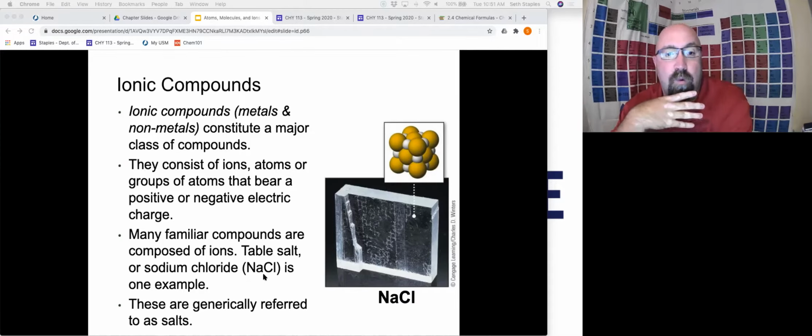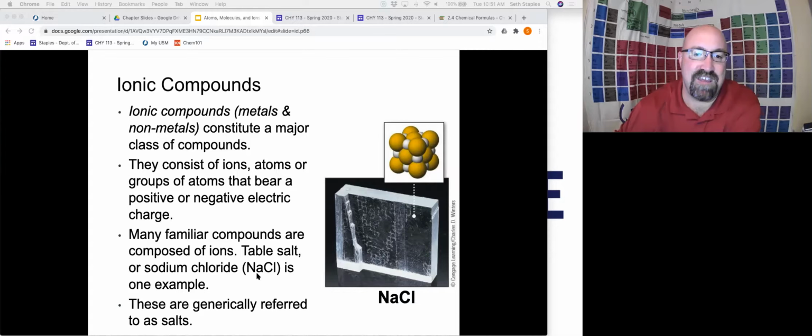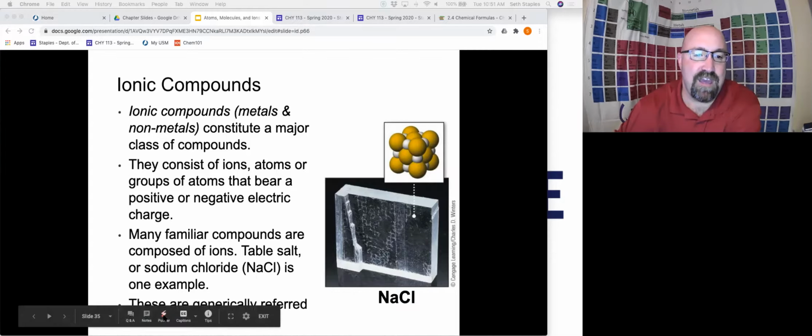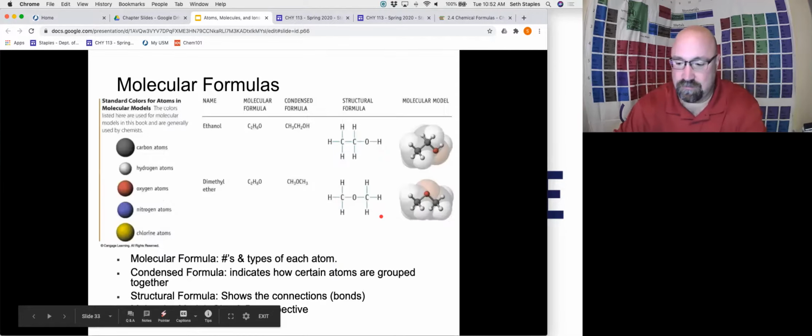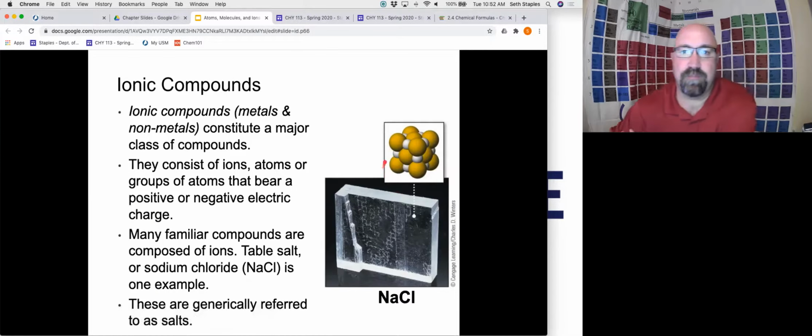And so when we look at the formula for an ionic compound, the formula for a salt, in this case our NaCl, NaCl tells us the ratio that exists in what we call an ionic lattice. So here's our ionic lattice. If we were to look at salt under a really high-powered microscope, this is what we would see.